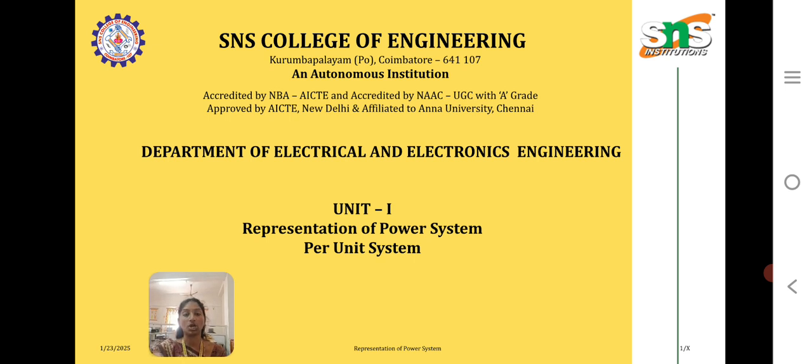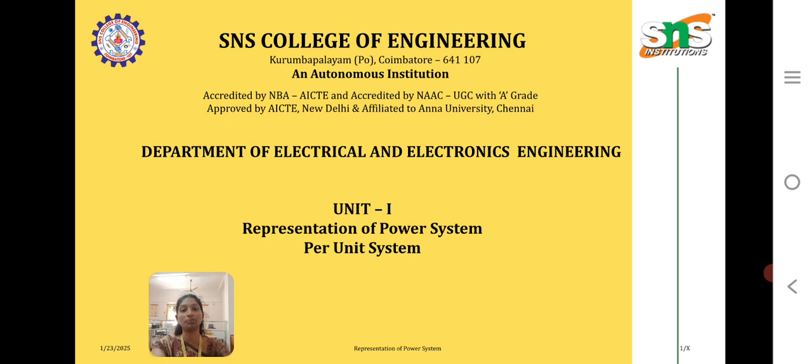As the first topic and introduction, in the representation of power system, the first topic will be the per unit system. Before we go into the subject, we will discuss what a system is. A system is anything to which we give an input, and it gives some output using some subcomponents. So a system can be defined as a collection of many subsystems in order to perform a process. This is what we call a system.